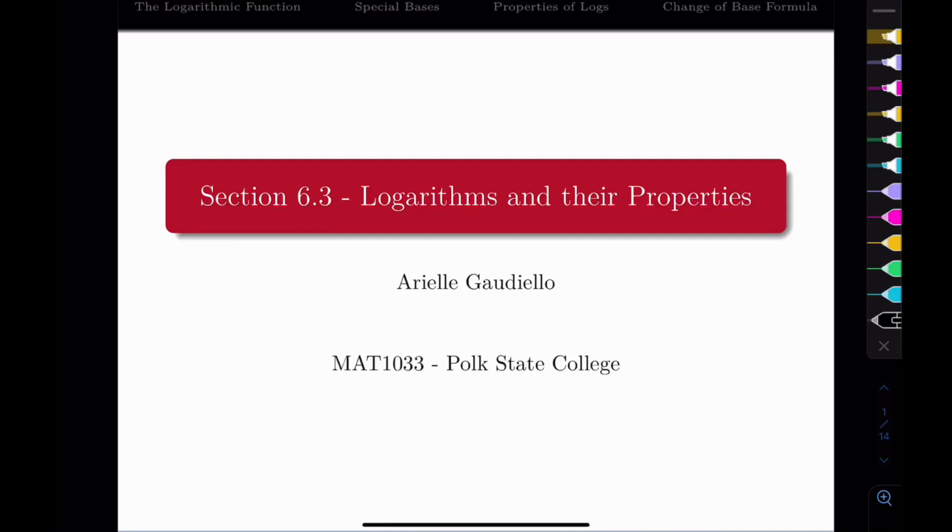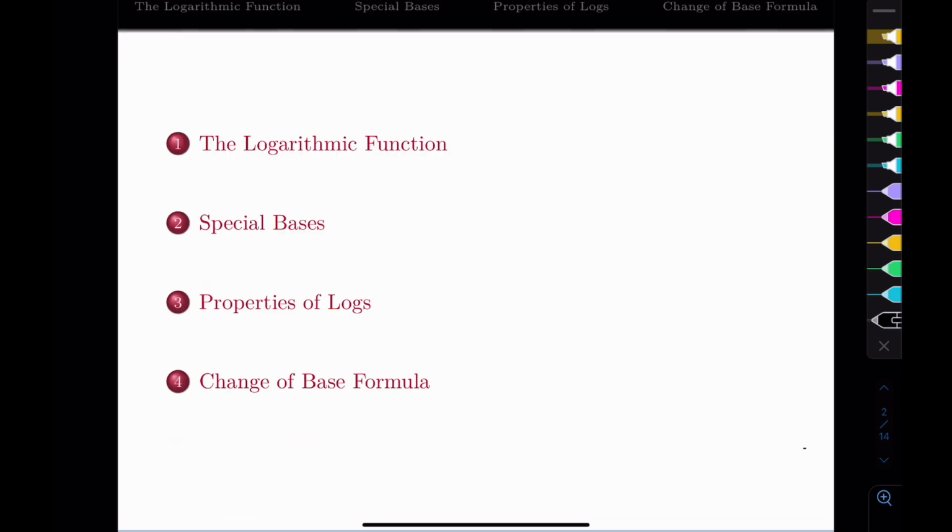Now we're going to begin going through what this logarithmic function is, and we're going to start by going through that and its properties. So first and foremost, we're going to go through how we define this logarithmic function. We've dealt with special bases for the exponential, so we're going to do the same thing with the logarithmic. Then we're going to go through properties of logarithms in the same way we have properties for exponentials. And then we're going to talk about something that's called our change of base formula.